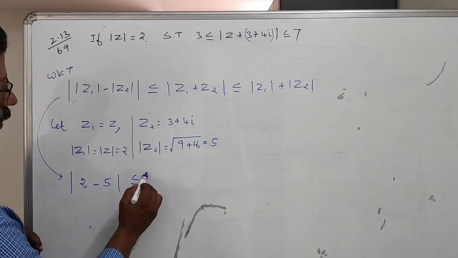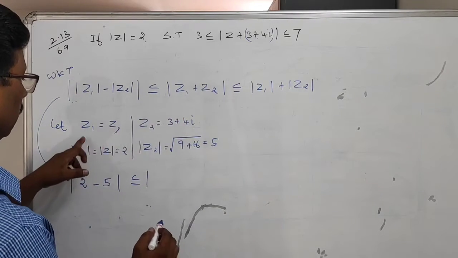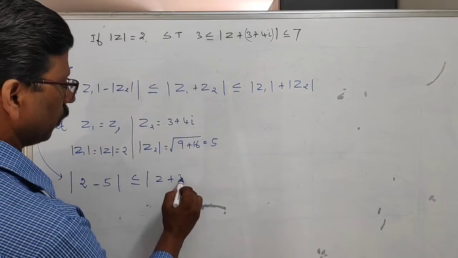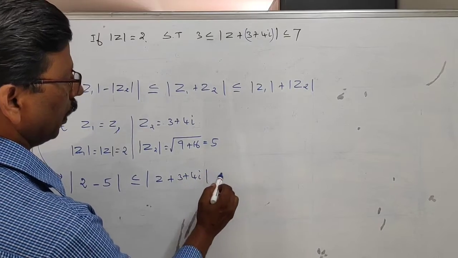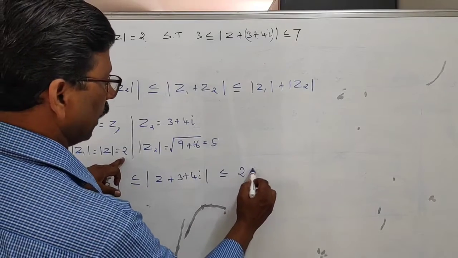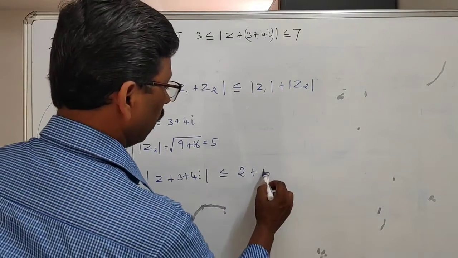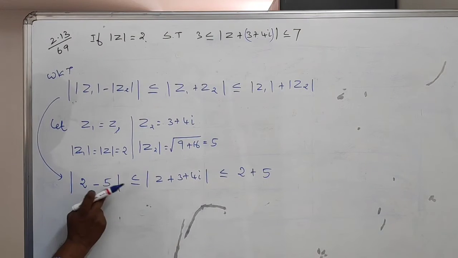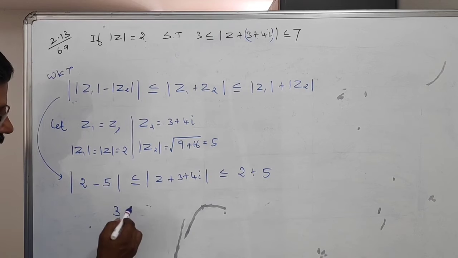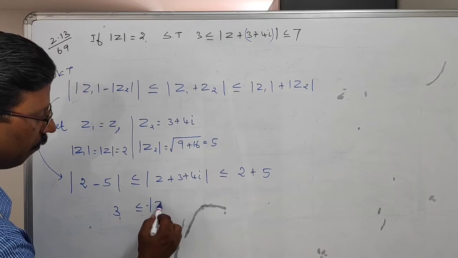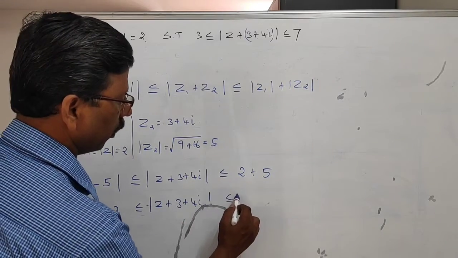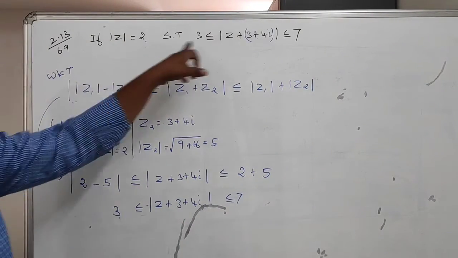Now less than or equal to modulus of z1 plus z2, where z1 is z and z2 is 3 plus 4i, which is less than or equal to modulus z1, which is 2, plus modulus z2, which is 5. Now 2 minus 5 equals minus 3, and taking the modulus we get 3, less than or equal to modulus of z plus 3 plus 4i, less than or equal to 7. That's all. This is the required result.